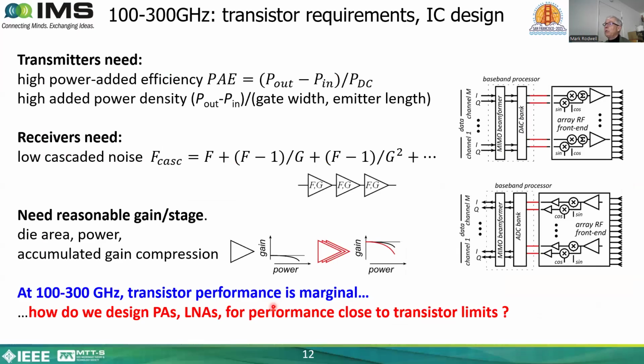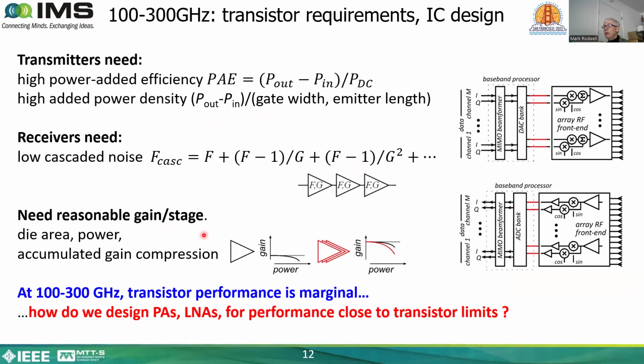As we move from the transistor work to the circuit work, on a system level, what we need in transmitters is high power added efficiency and high power density, the amount of output power per unit gate width or emitter length. On the receiver, we need low overall noise, but because the gain per stage is low, it's important to understand that the overall noise is not simply the noise figure of the first stage, but the noise figure of the second stage divided by the gain of the first stage, and so on.